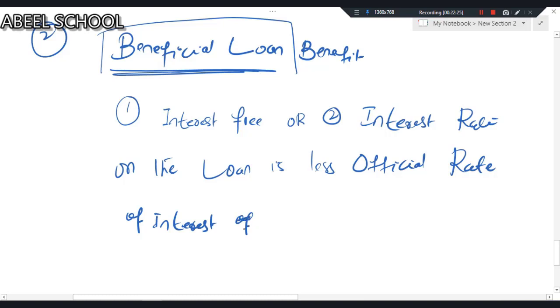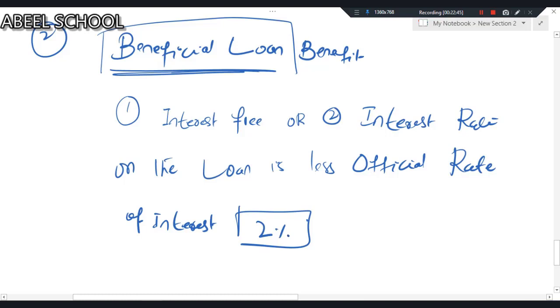Official rate of interest, which is 2% in Finance Act 2022. And let me clear one more thing. This 2%, whatever the rate is, it is always given to you in the tax rates. So official rate of interest, which is 2%.